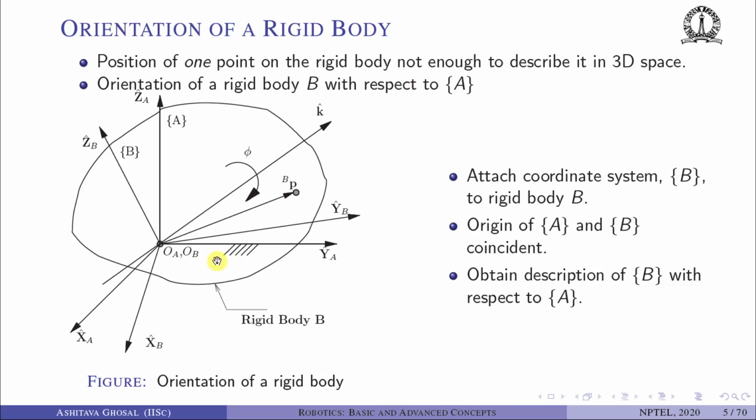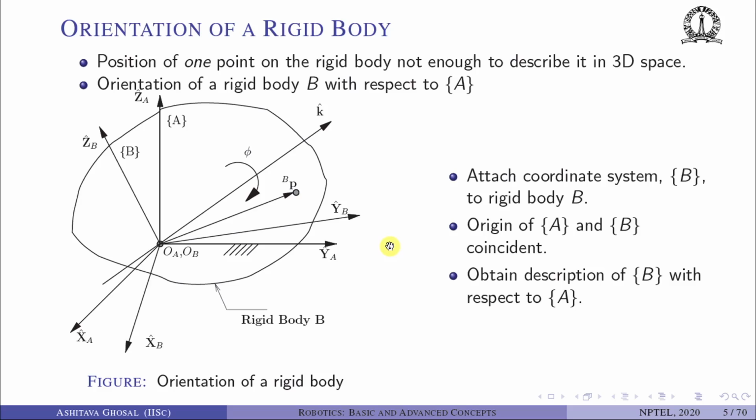We'll come to that later. So then the origin of OA and OB can be at the same place. So if I can specify to you the XB axis, the YB axis and the ZB axis with respect to the A coordinate system, or another way of saying, if I can describe the coordinate system B with respect to A, then I could very completely describe the orientation of the rigid body in A.